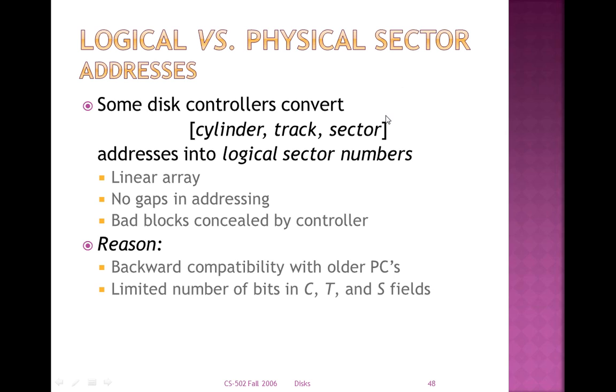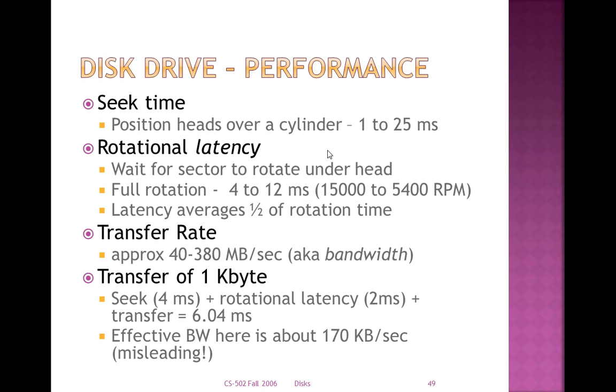Next, logical versus physical sector address. That is, some sectors have a logical address and some sectors have a physical address. The disk controller converts cylinder, track, sector addresses into the logical sector number. That is a linear array, no gaps in addressing, with bad blocks concealed by the controller. The reason is backward compatibility with older PCs, and the limited number of bits in the C, T and S fields. That is cylinder, track and sectors.